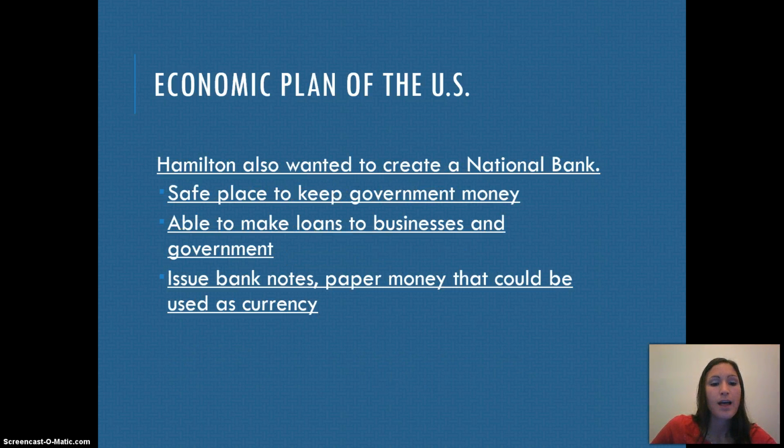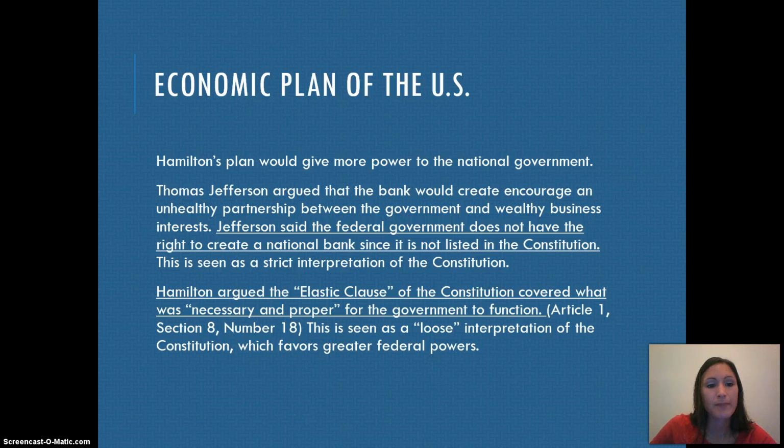Hamilton also wanted to create a national bank. He said this is so there's a safe place to keep government money, able to make loans to businesses and government, and we can issue banknotes, paper money that could be used as currency. A lot of times, like during this time, people would just barter or use gold. So Hamilton's plan would give more money to the national government.